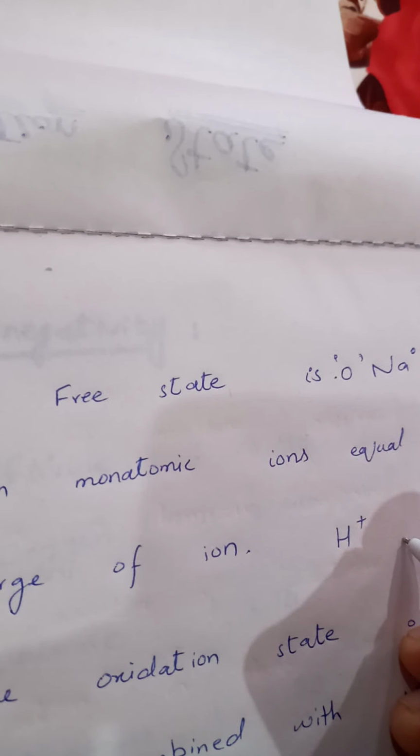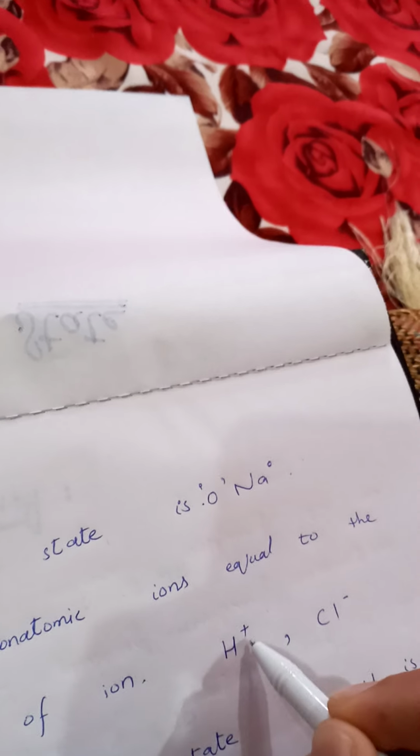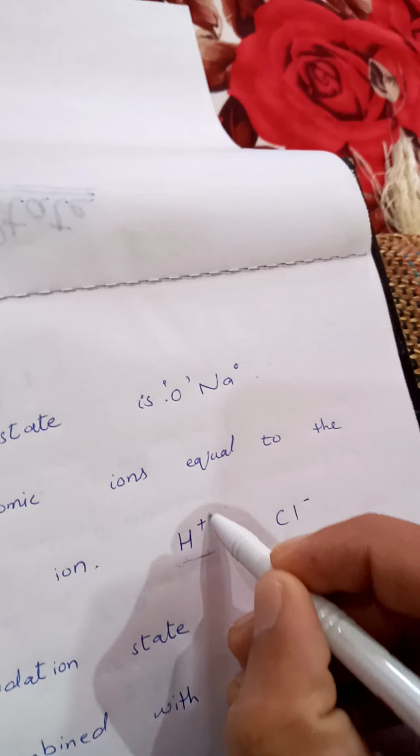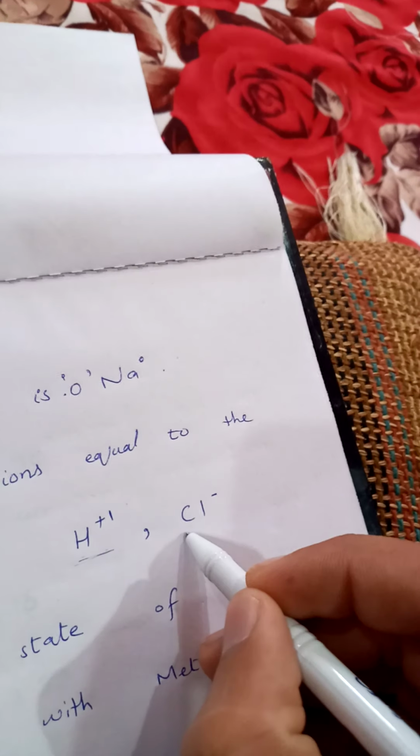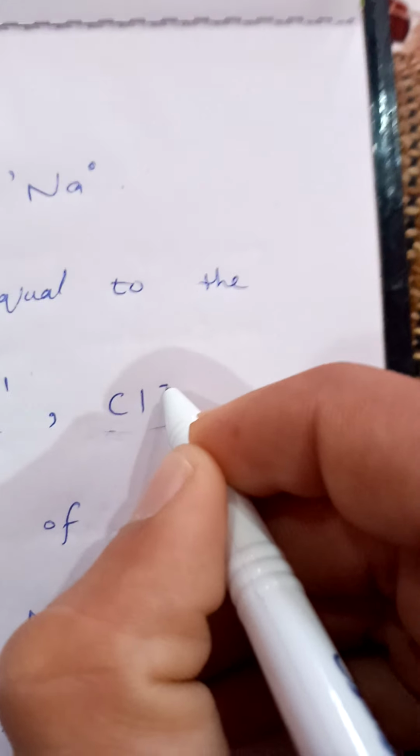The second rule is for monatomic ions, for example H+ or Cl-. In monatomic H+, hydrogen lost the electron, so it has a positive charge and a +1 oxidation state, and chlorine gained the electron in the monatomic ion, so chlorine has a -1 oxidation state.